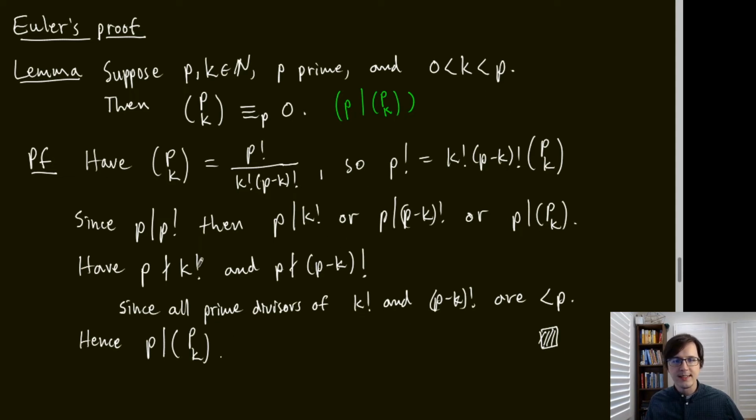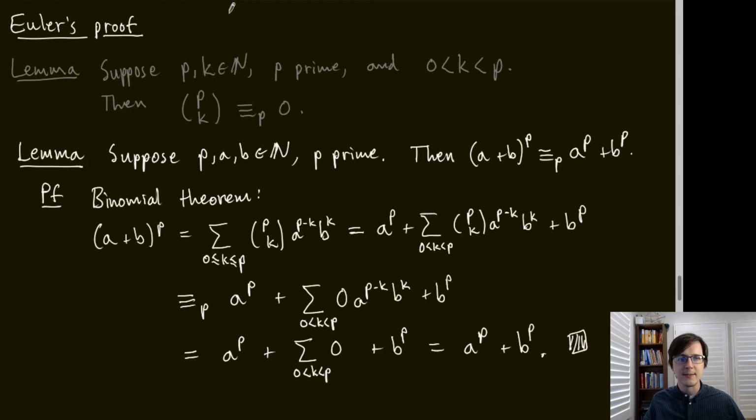So, since it divides neither of the first two in this disjunction, it has to divide the last one, which is exactly what we wanted to show. So when you have binomial coefficients of the form prime choose something, if the something is neither the beginning nor the end of the range, then it's divisible by p. That is a key fact for us.